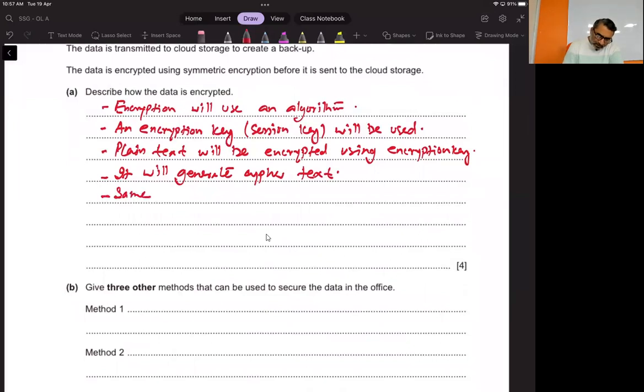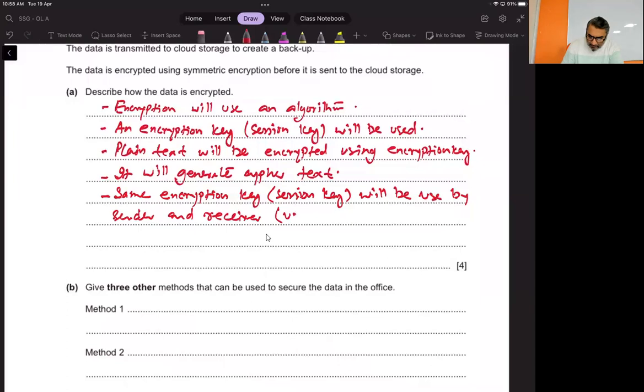The same encryption key or session key will be used by sender and receiver, in this case user and cloud, to encrypt and decrypt. All right, so this is what you were to write here.